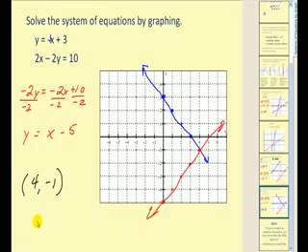Now, we didn't do one where we had an infinite number of solutions, but again, that would occur if you graphed both lines and it happened to be the same line. I hope it helps explain how to solve a system by graphing. Next, we'll look at how to solve a system using substitution and also by elimination.